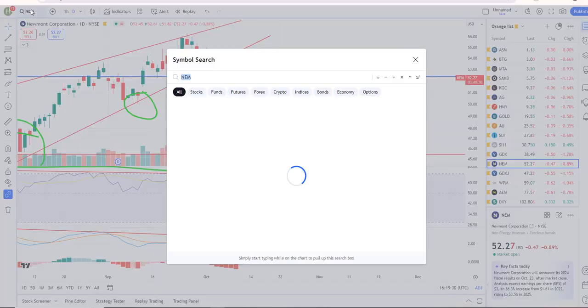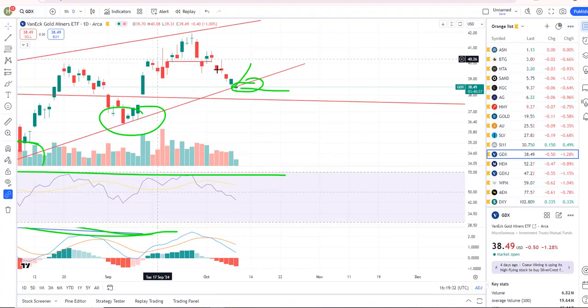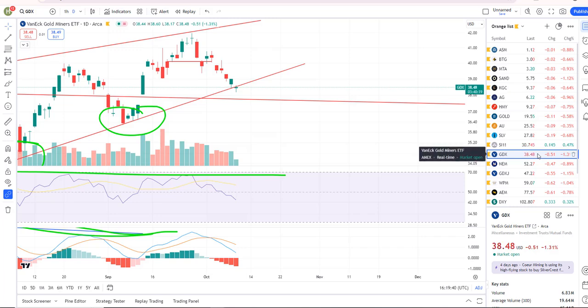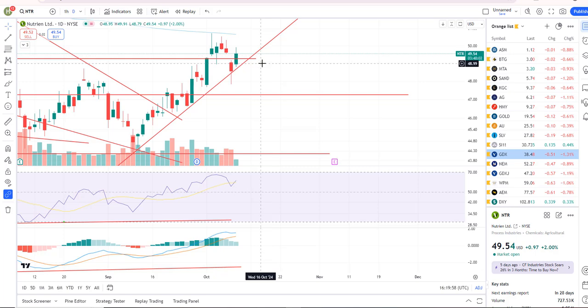Now, the big thing to watch is obviously GDX. If this thing breaks this trend line, and that could happen any day, it could happen today, then we're going to get sell signals across the board, most likely on many of these gold miners. So that's what I got on those. Let's look at a couple of longs.